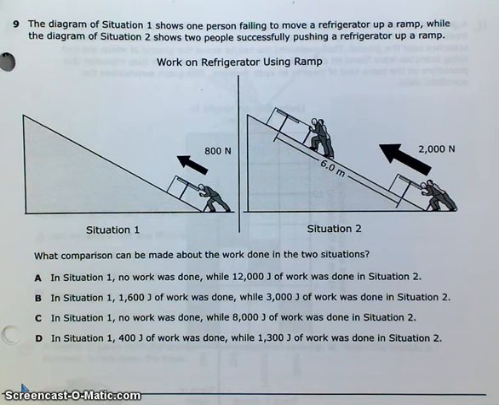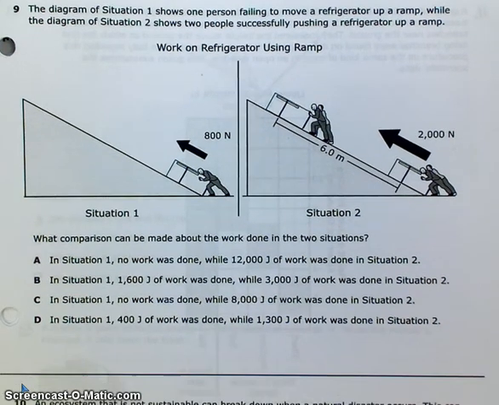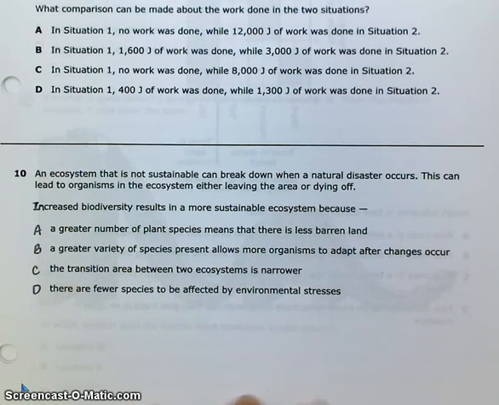Number 9, the diagram of situation 1 shows one person failing to move a refrigerator up a ramp, while the diagram of situation 2 shows two people successfully pushing a refrigerator up a ramp. What comparison can be made about the work done in the two situations? Number 9 is one that you can skip because we no longer have to test you over work.